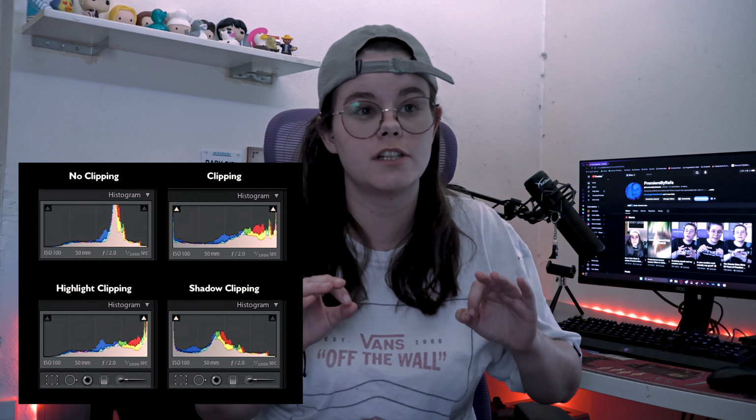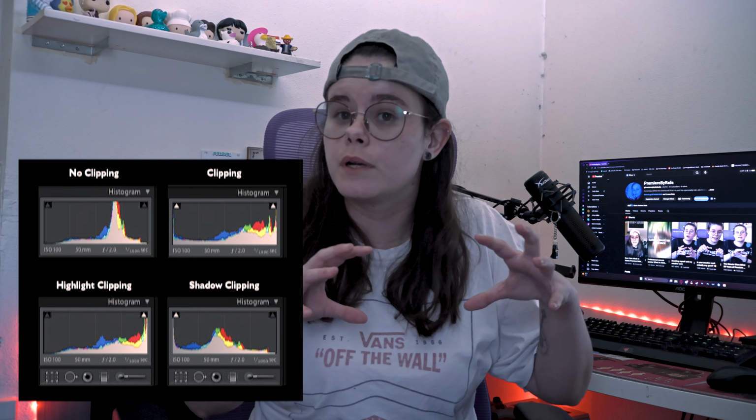The second tip is the histogram, and think of the histogram like a mountain that you want to be comfortably sitting in the middle. If your mountain is crashing to the left side, that means your picture is too dark. If your mountain is crashing more to the right side, that means your picture is too bright.